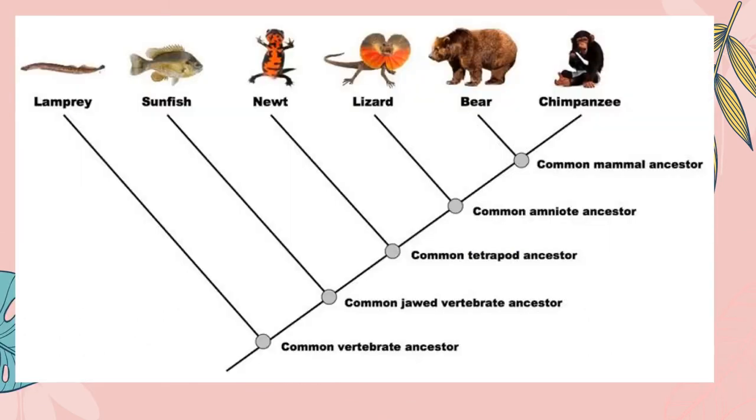So here's a great example. Here are all of these organisms, and we can see that they have common ancestors, right? Here's their common ancestor that was a vertebrate. This common ancestor had a jaw. This common ancestor had 4 legs. This common ancestor had an amniotic egg. This common ancestor, it was a mammal, which meant it had hair and fed its own young with milk. So we can see these differences of these common ancestors here.